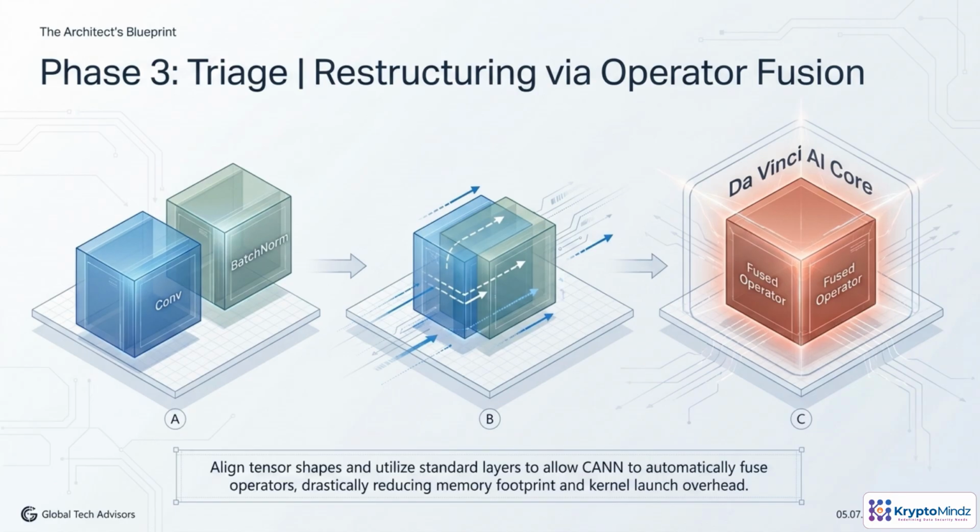Operator fusion treats several small layers as a single, larger operation that better matches the DaVinci AI core. Instead of launching separate kernels for convolution, batch norm, and maybe an activation, you restructure the model so these stages can be merged. That removes extra memory reads and writes and cuts kernel launch overhead. The key enabler is clean, compatible tensor shapes and standard layer patterns, so the CANN compiler can recognize fusion opportunities automatically, giving you higher throughput with no change in model semantics.